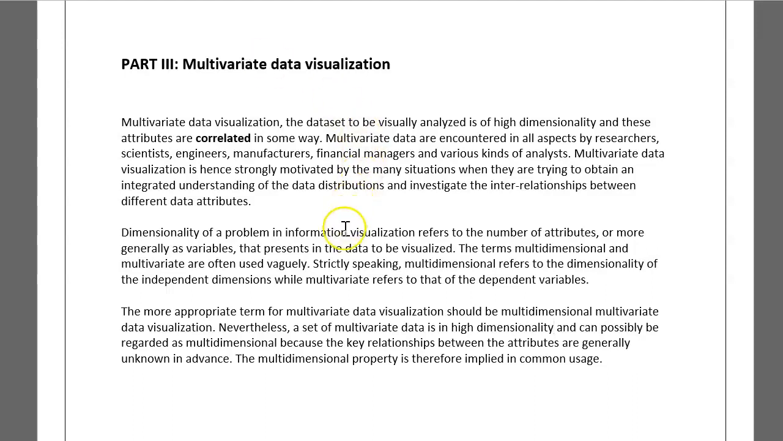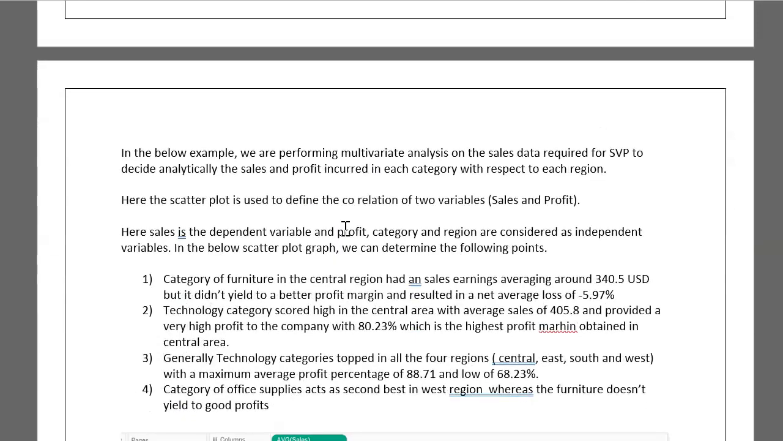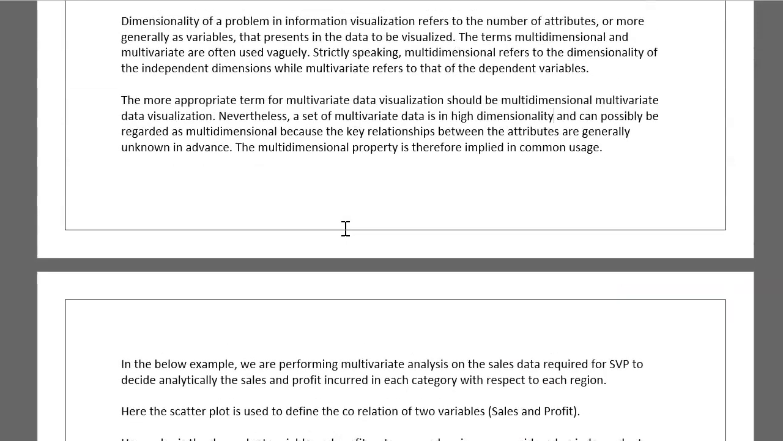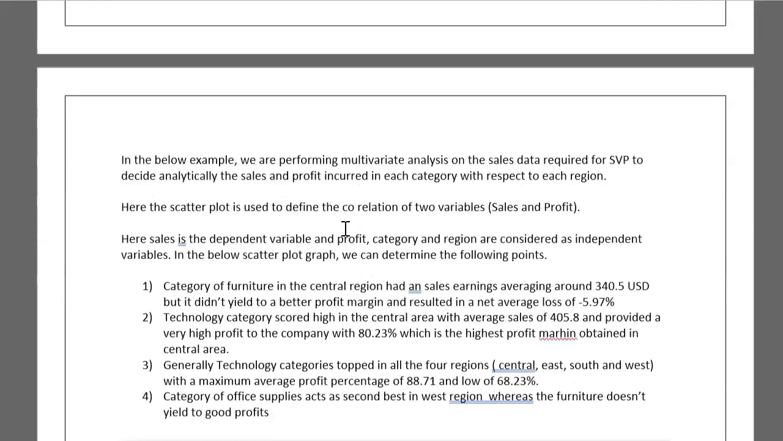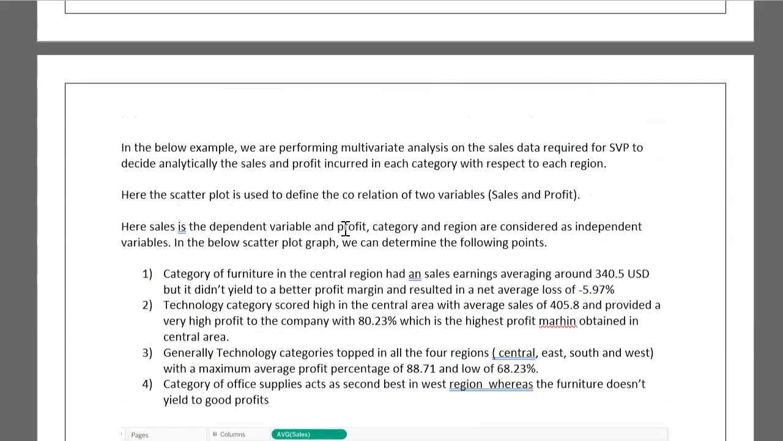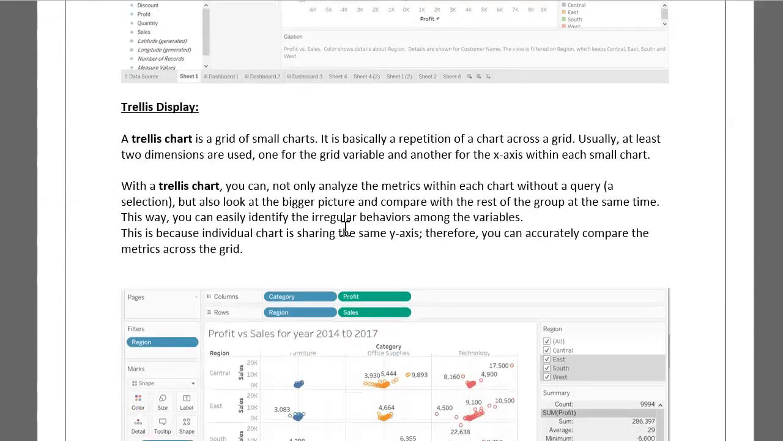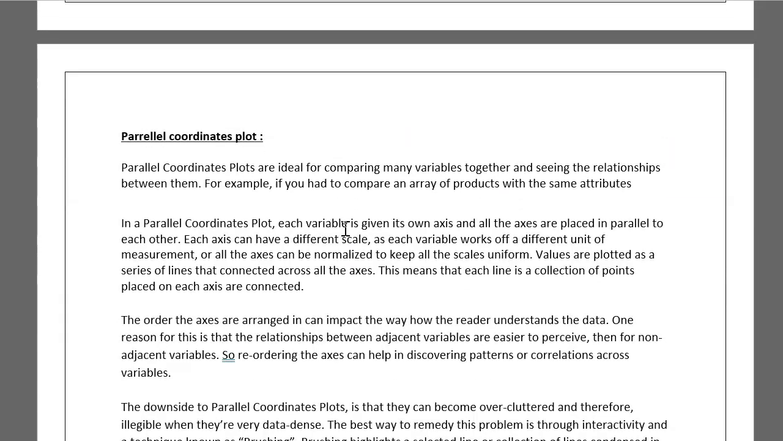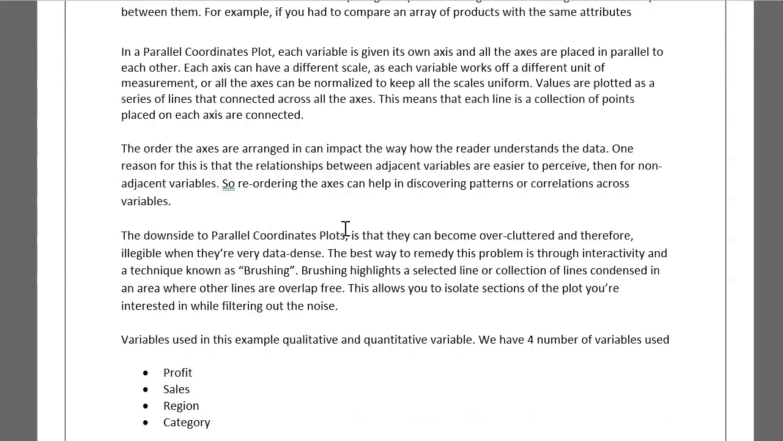And what method are we going to follow here? We have different kinds of methods to categorize multivariate data. Here we are going to use scatter plots. In scatter plots, we have multiple subtypes, like scatter plots with line, a trellis display, and a parallel coordinates plot. I'll explain them one step by step.